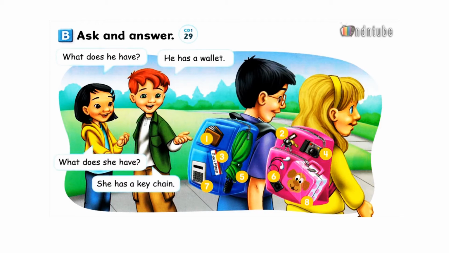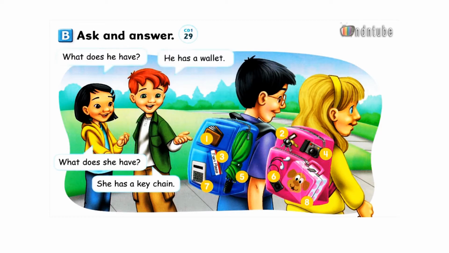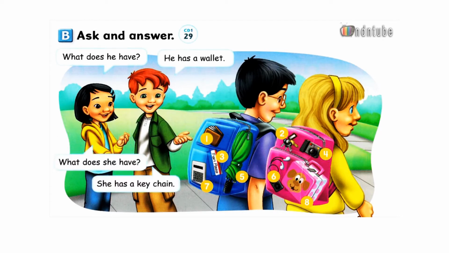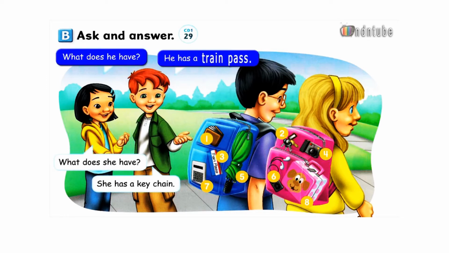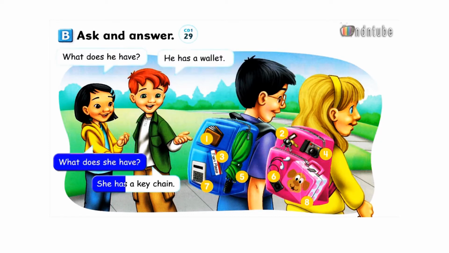Number 1. What does he have? He has a wallet. Number 2. What does she have? She has a keychain. Number 3. What does he have? He has a train pass. Number 4. What does she have? She has a camera.